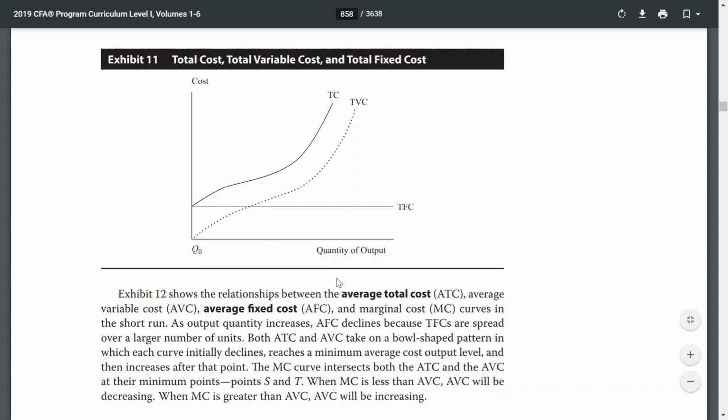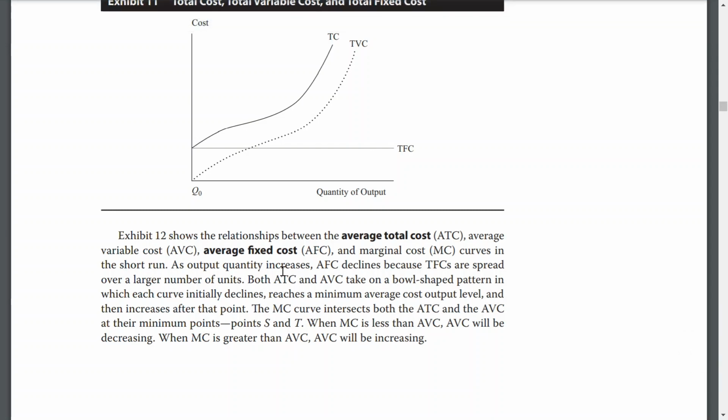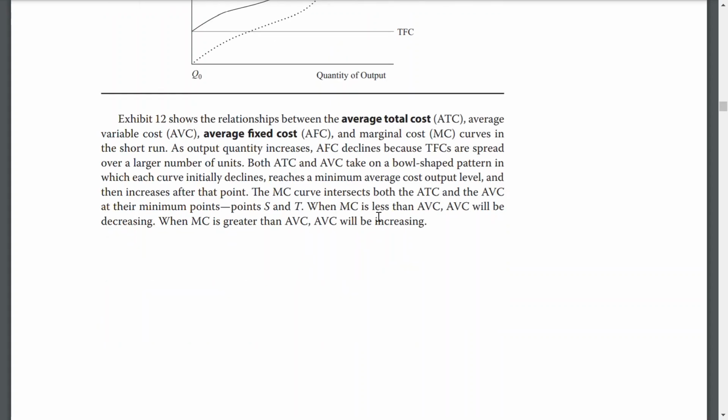Exhibit 12 shows the relationship between average total cost, ATC, average variable cost, AVC, average fixed cost, AFC, and the marginal cost, MC, curve in the short run. As output quantity increases, AFC declines because TFC, or total fixed costs, are spread over a larger number of units. ATC and AVC take on a bowl-shaped pattern in which each curve initially declines, reaches a minimum average cost output level, and then increases after that point. The MC curve intersects both the ATC and the AVC at their minimum points.